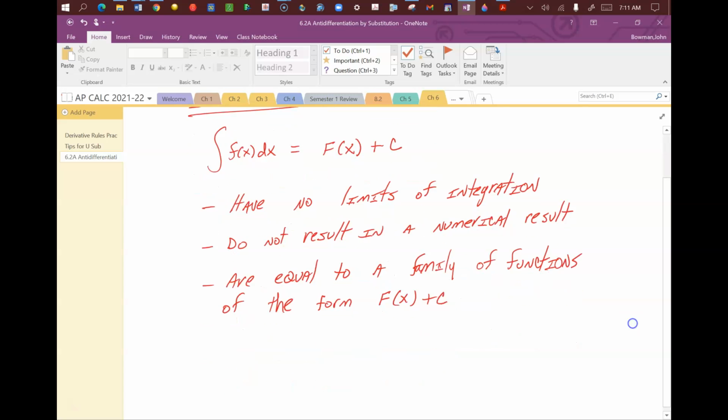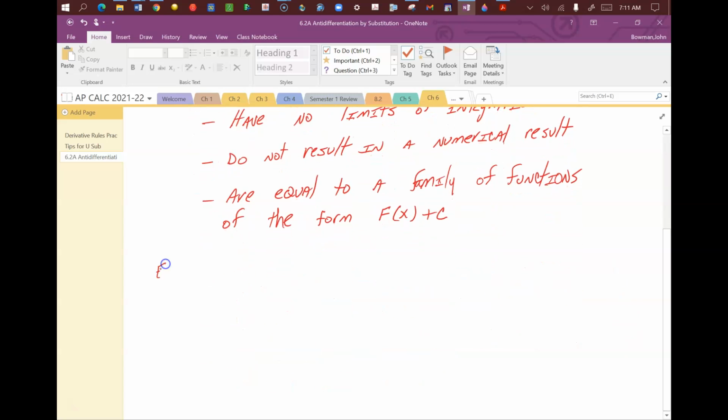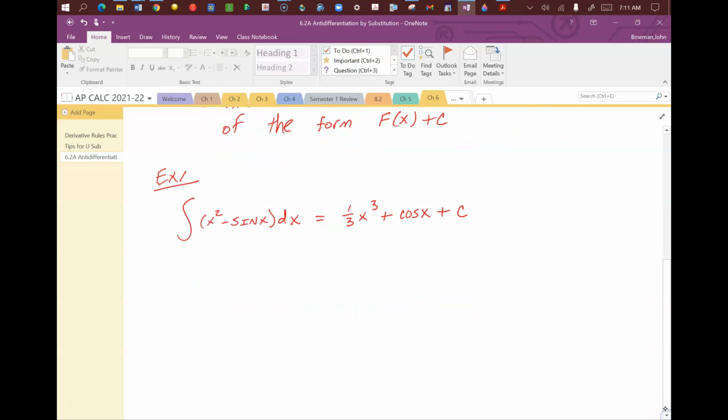So let's take a look at an example of that. An example might be something like this: the integral of x squared minus sine x dx. So we're going to find the antiderivative of that, which is going to be 1/3 x cubed plus cosine x plus a constant c. If it's an indefinite integral, you have to add the constant c in there.